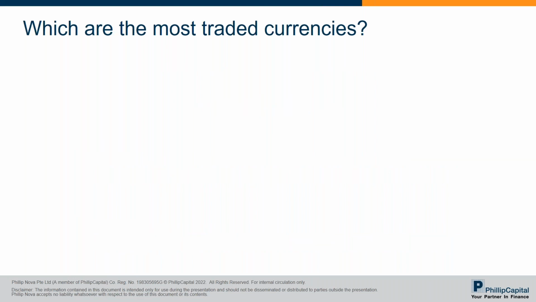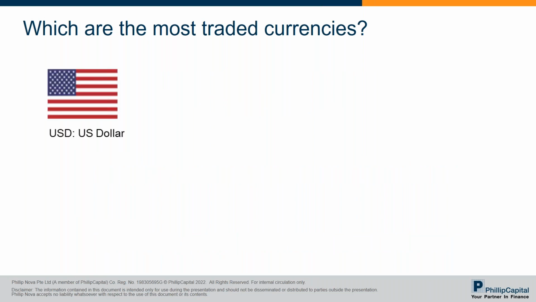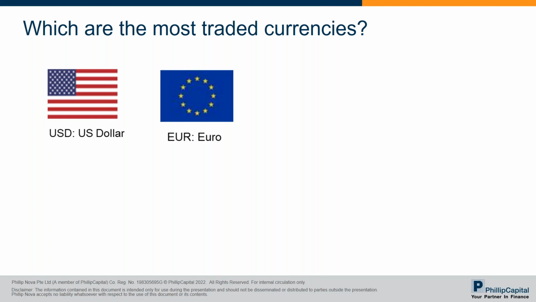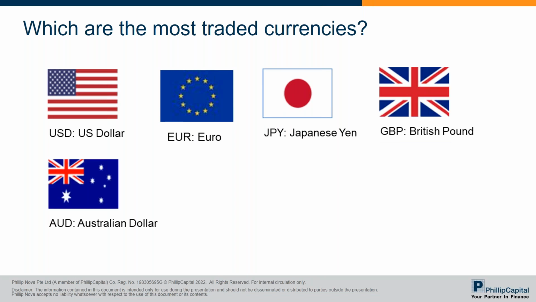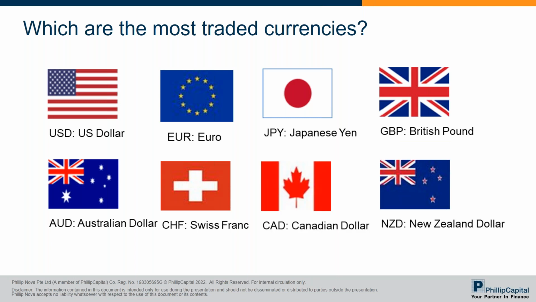So next up, let's look at some of the most traded currencies in the world. The first one, I think you probably could have guessed it, is the US dollar. Secondly, it is the euro. Thirdly, the Japanese yen. Fourth, the British pound. Australian dollars, Swiss franc, Canadian dollar, and New Zealand dollar. So these are 8 of the most popularly traded currencies in the world.